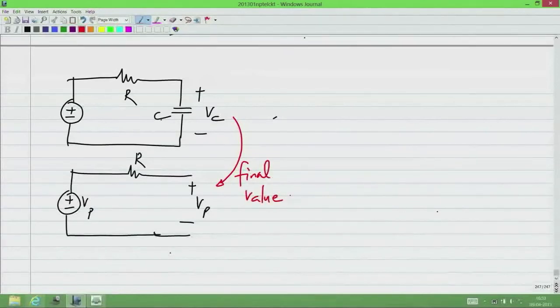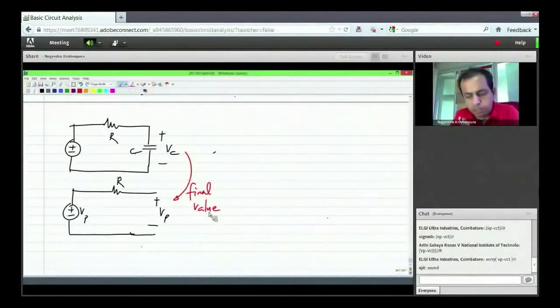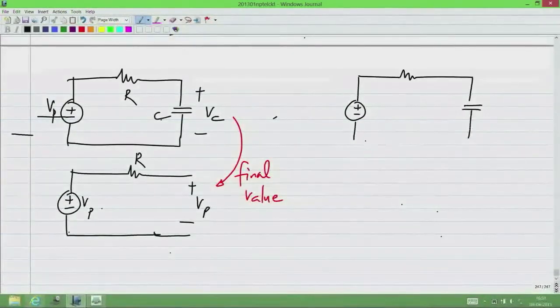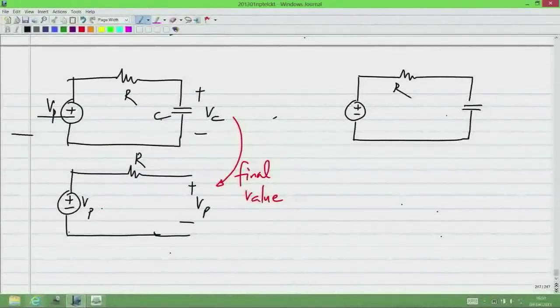Okay. Now this circuit is very simple, but the same principle applies to all the circuits. Similarly, let's say I am interested in the resistor current, then again I will take the case of input stepping from 0 to Vp.